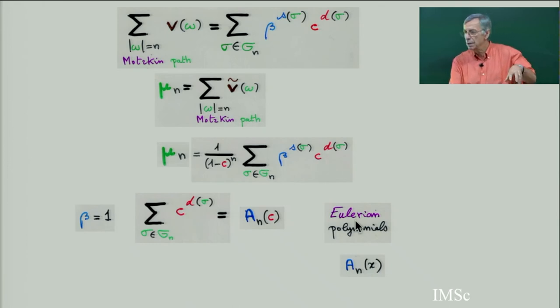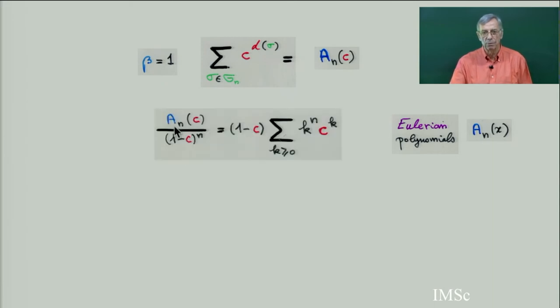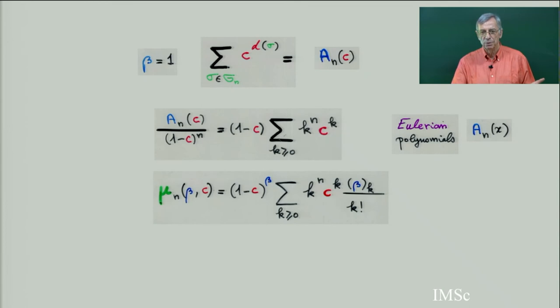The polynomial enumerating permutations by number of rises or by number of descents. And now there is a well-known formula for the Eulerian polynomial, that if you divide this by 1 minus c to the power n, that's what we must do for the moment of the Meixner polynomial, this is equal. There is a formula like this. But this was for beta equal 1. If you put the beta, then there is an analog formula.